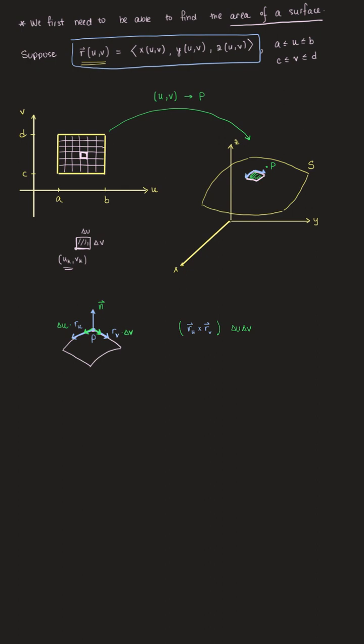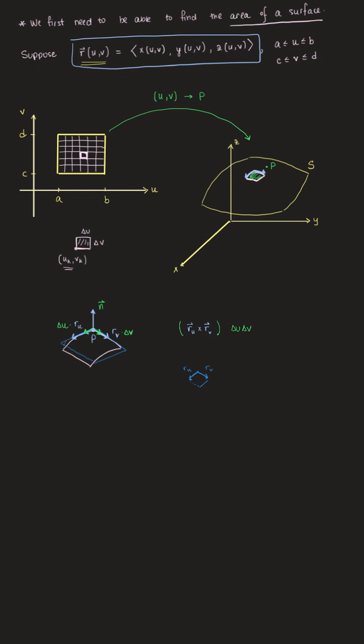But I want you to remember that the magnitude of the cross product of two vectors gives us something really interesting. The magnitude of the cross product of two vectors gives us the area of a parallelogram spanned by those two vectors. So if this is R sub V and this is R sub U, I can get the area of the parallelogram spanned by those vectors by getting the magnitude of the cross product.